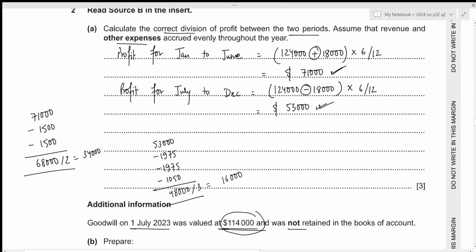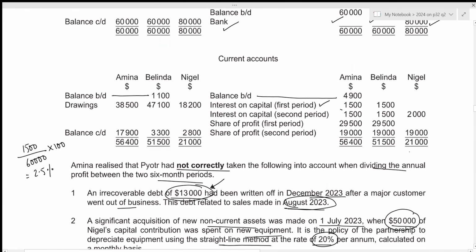Okay, then let's see, do we have any drawings? Okay, we haven't been given the drawings right here. There will be no changes to drawings. We can just copy down the same amount. 38,500, 47,100, 18,200. And in this case, there is no interest on drawings, so we do not have to adjust it.